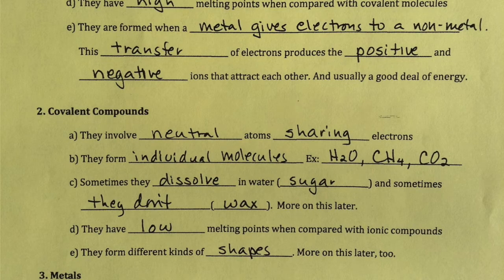All right, then here's covalent molecules. They involve neutral atoms that are sharing electrons, and they form individual molecules like water, methane gas, CH4, carbon dioxide. Sometimes they dissolve in water, like sugar, and sometimes they don't, like wax. They have low melting points when compared with ionic compounds, so they're easier to melt. And they form different shapes. This is the VSEPR model that we'll be looking at in a later video.